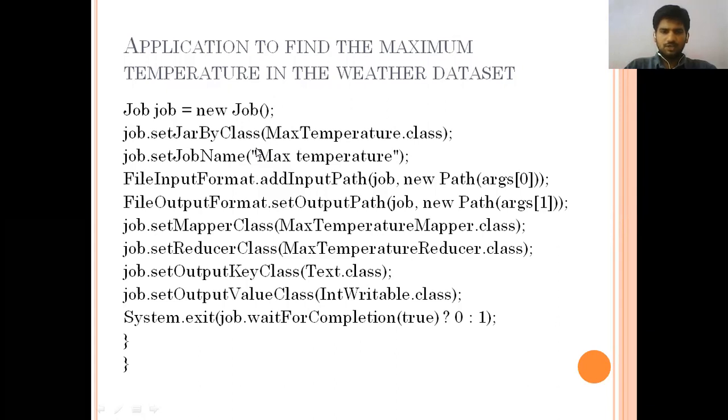Here we are going to use a conditional operator, that is a question mark and colon. What is that? System exit, job wait for completion: if it is true, it is 0, and if not, it is going to send 1. So that iteration process will be repeated continuously. So this explanation we will go through here one by one. What is this? We will see now.